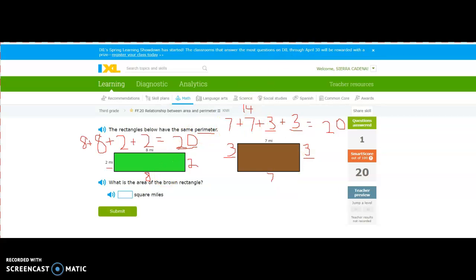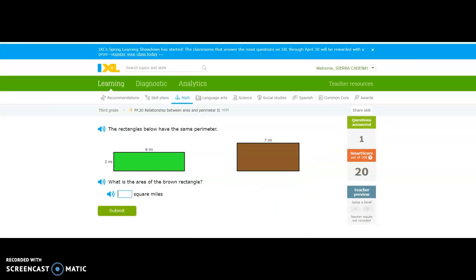But wait, my question is asking me, what is the area of the brown rectangle? Boys and girls, you know that to find the area, you need to multiply length times width. And you know from doing MobyMax and practicing your math facts every single day that 3 times 7 is equal to 21. So you're going to go back to your IXL lesson and you're going to type in 21.